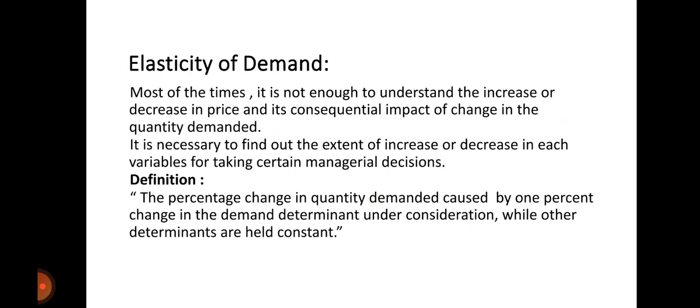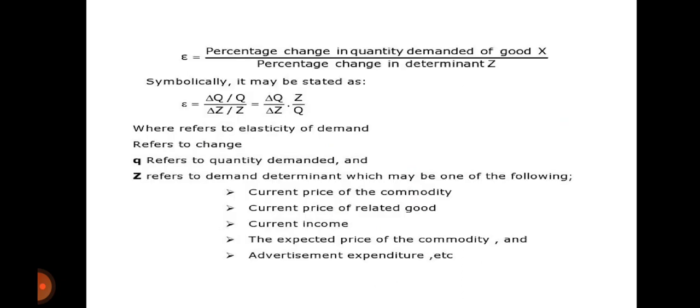The definition of the elasticity of demand is the percentage change in the quantity demanded caused by a 1% change in the demand determinant under consideration, while other determinants are held constant. The elasticity of demand is denoted by epsilon, and it is equal to the percentage change in quantity demanded of good X by the percentage change in the determinant Z.